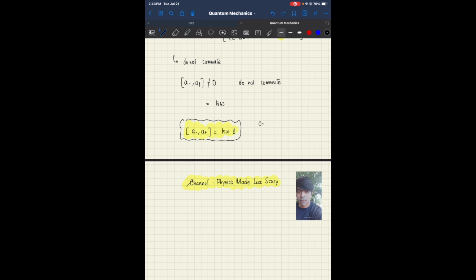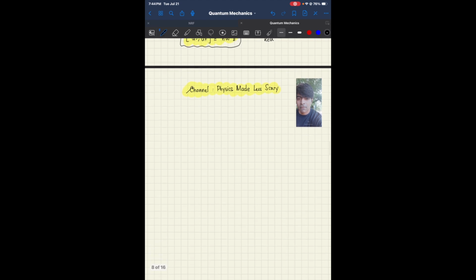This is called the canonical commutation relation in quantum mechanics. Okay, great. We are making good progress, okay?